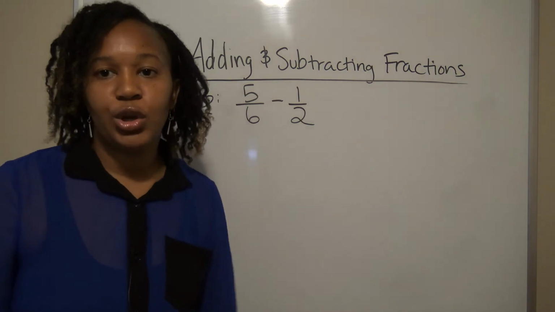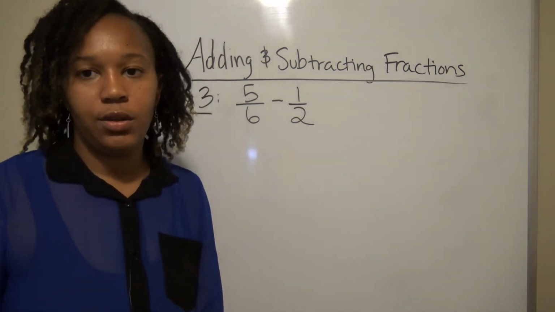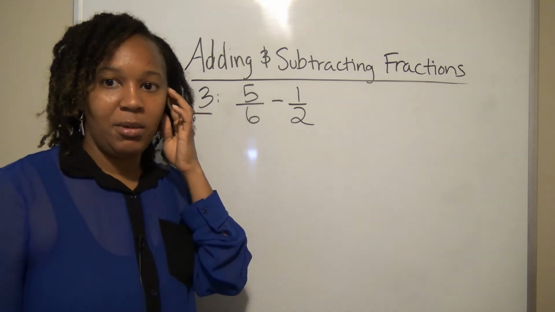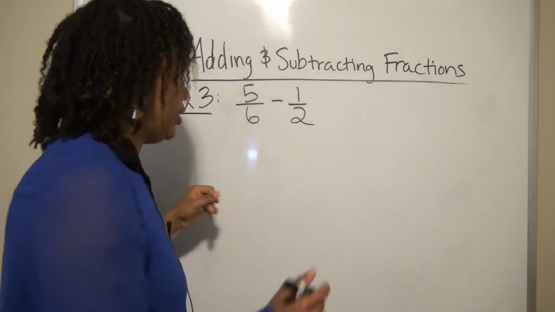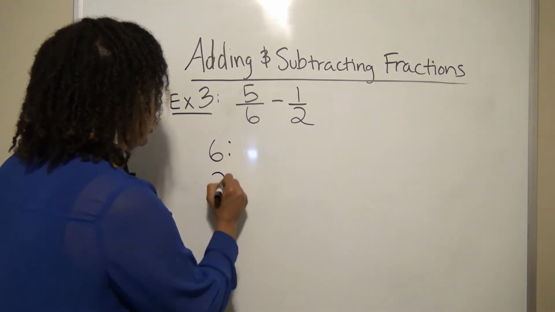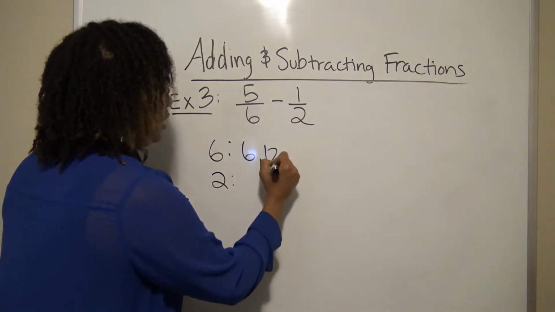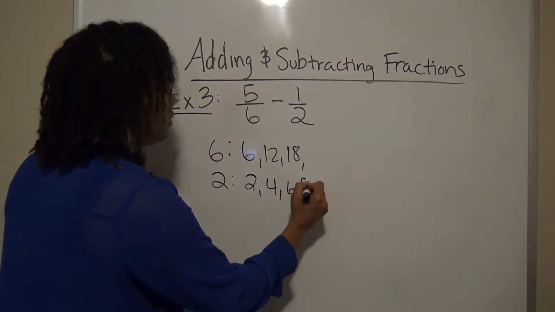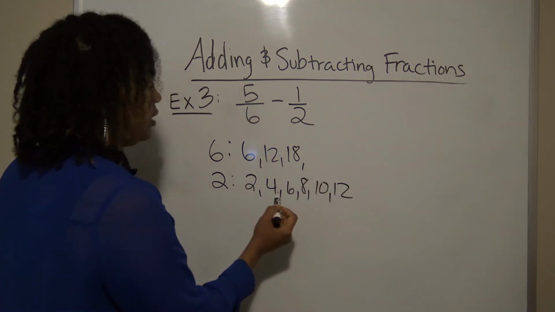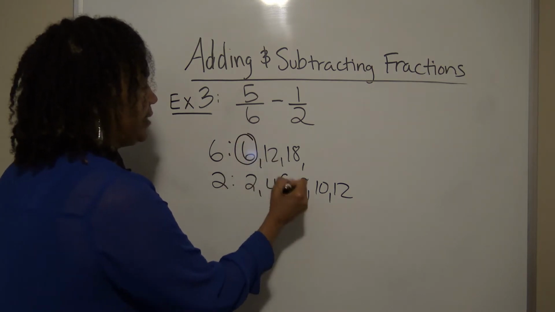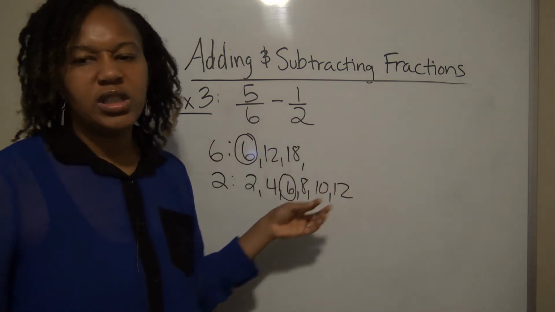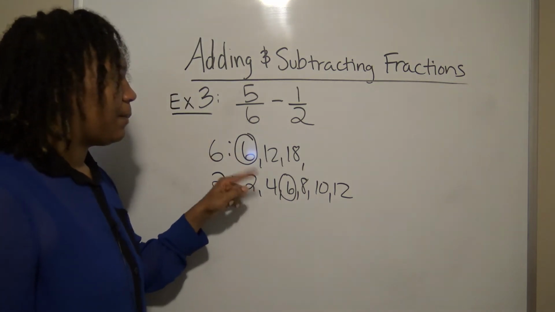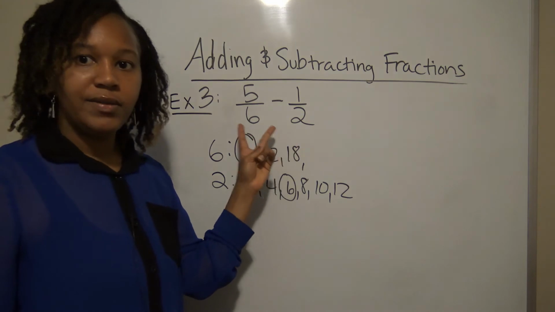This one is a subtraction problem, but it works the same way as the other examples. You still cannot combine those if the denominators are not the same, so you have to make the denominators the same. My denominators are 6 and 2. If I write some multiples of 6 and some multiples of 2, it doesn't take many. I noticed that the smallest that they have in common is 6. You just keep going until you find the smallest one that they have in common. So I want to make both of these have a denominator of 6, because that's my LCD.